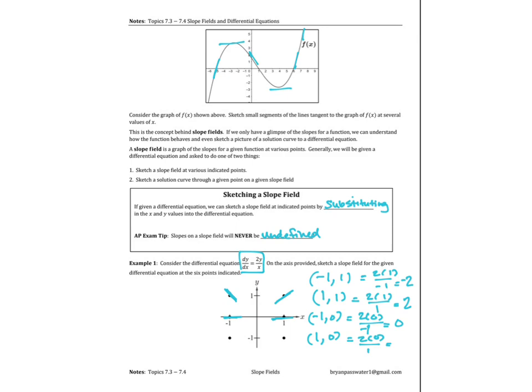Okay, let's slide down to (-1, -1). So we're going to have 2 times -1 over -1, which is going to make a +2. So this one should match kind of at the same angle as the +2 one that you had in quadrant 1.